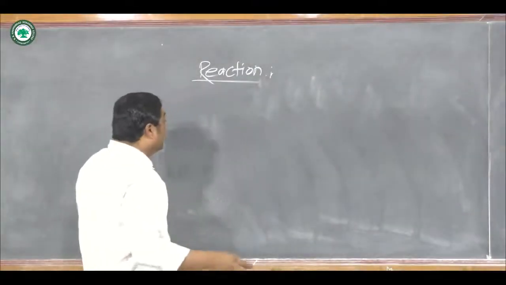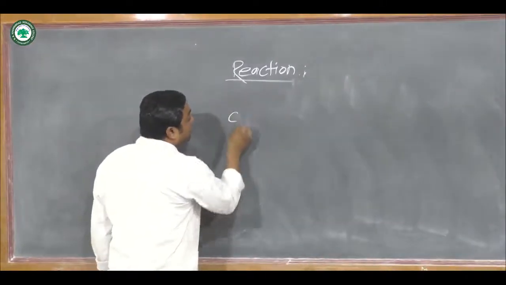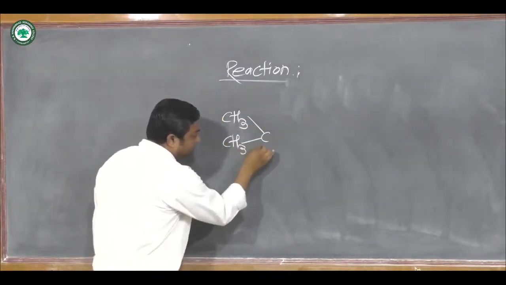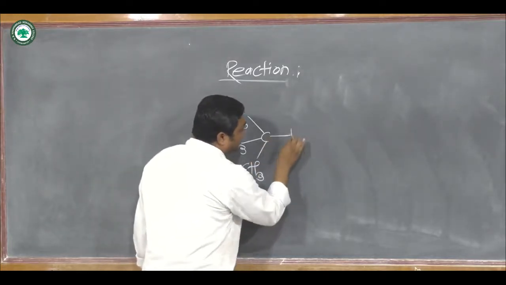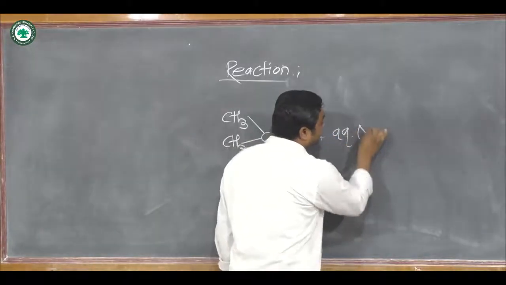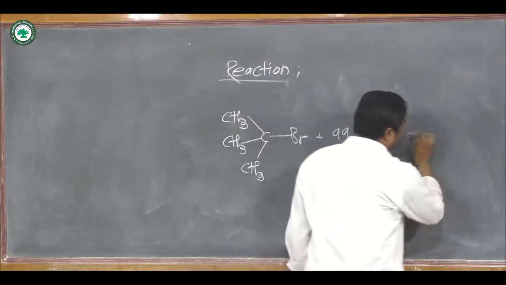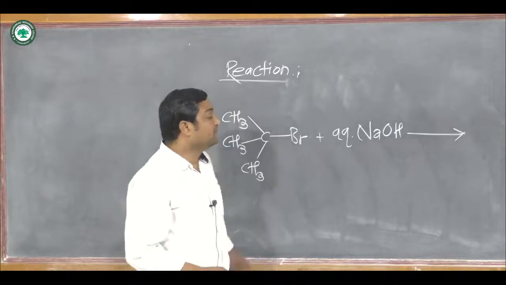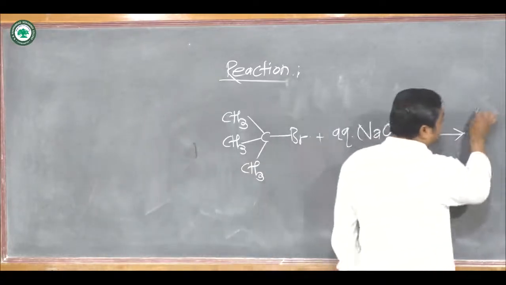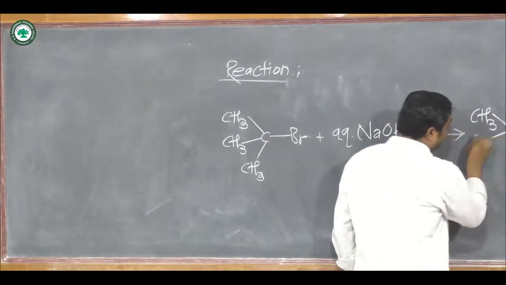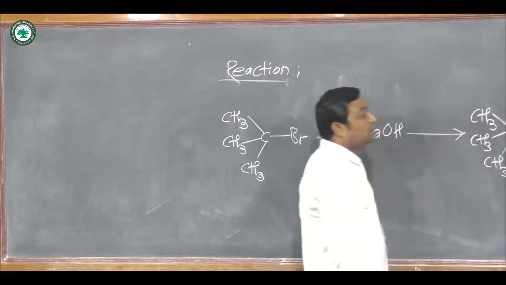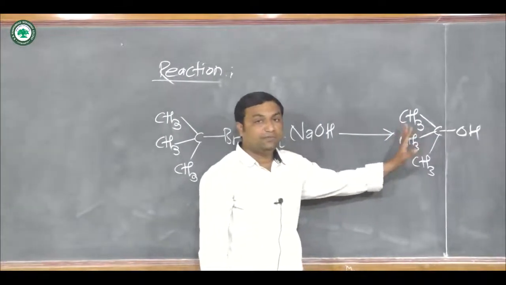Here in this case, if I treat this tertiary butyl bromide with aqueous NaOH, we obtain tertiary butyl alcohol as a product in two steps.